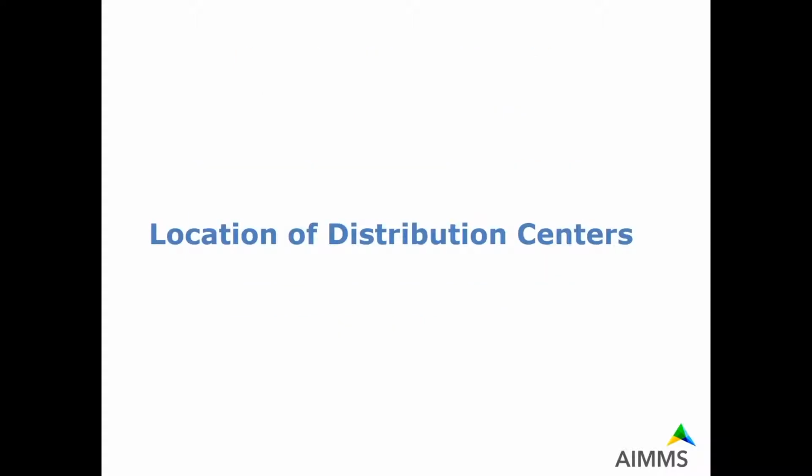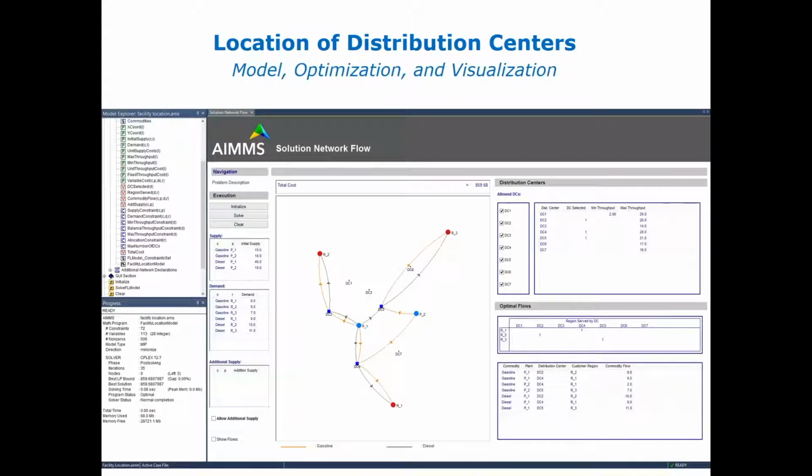So the first example will be location of distribution centers. Here you can see a screenshot from the AIMS example, where you can see the model editor in the left top panel, also the progress window of the solver, and on the right hand side you can see the visualization of the solution.